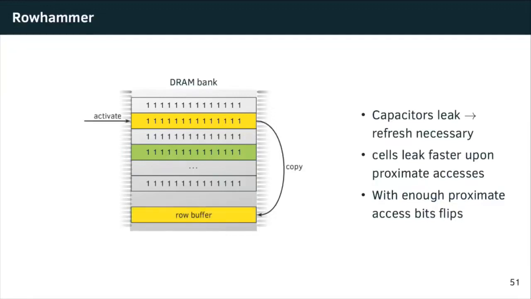So how do we do this in practice? Well, we already know that we can activate a row, copy it into the row buffer, and return it to the CPU from there. Now, because it's already in the row buffer, we need to access another row to get proximate access. So we pick the green row here and access that, and it gets copied to the row buffer. We have our proximate access, and then we go back to the yellow row, green row, yellow row, and bam, we have bit flips. So this is how Rowhammer works in the 2-minute version.